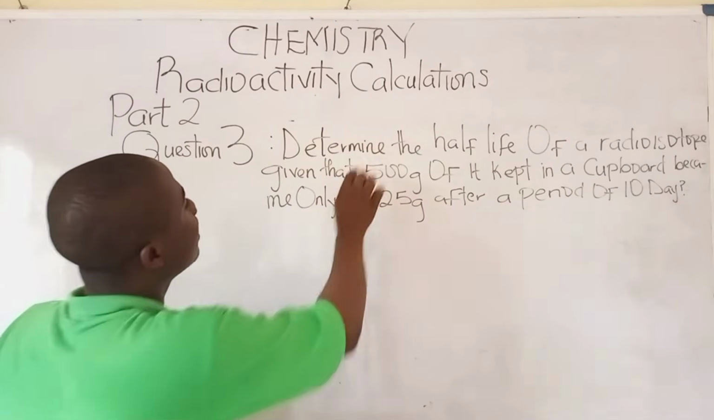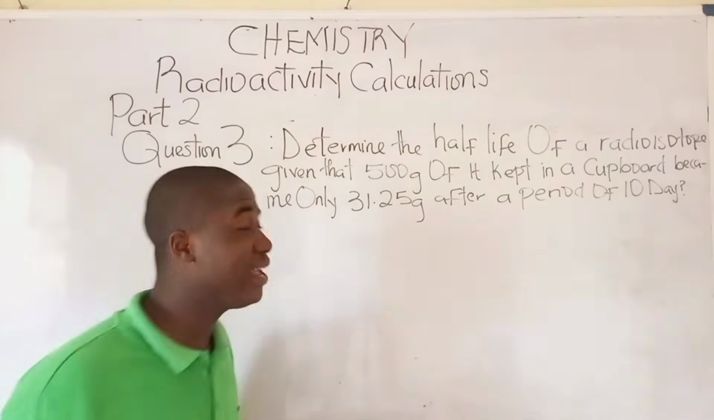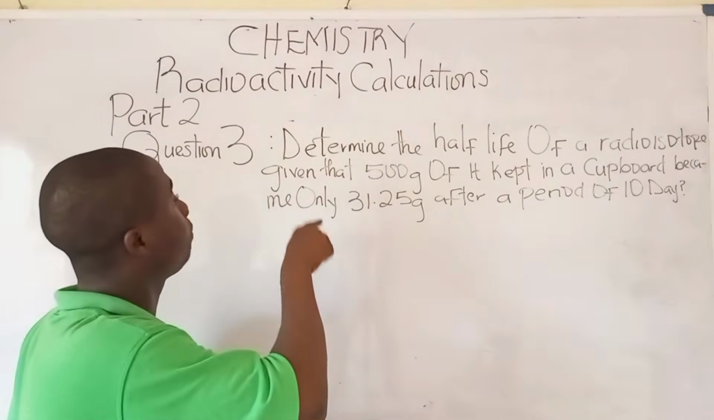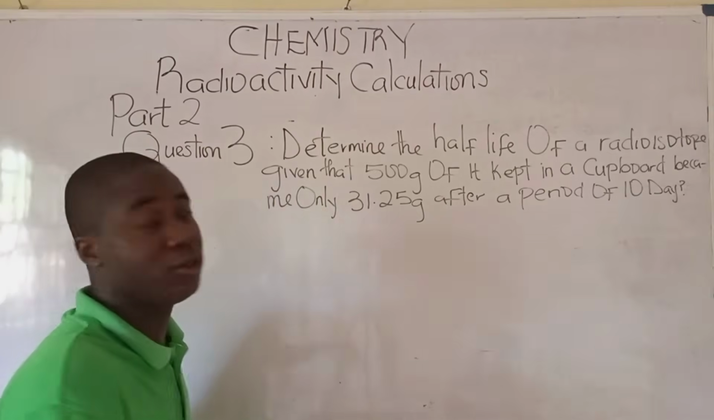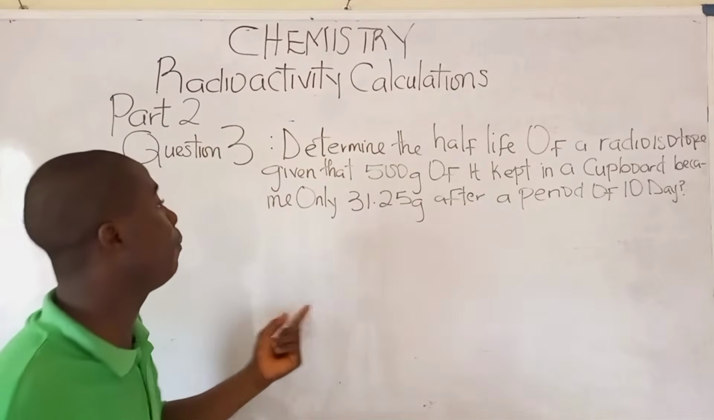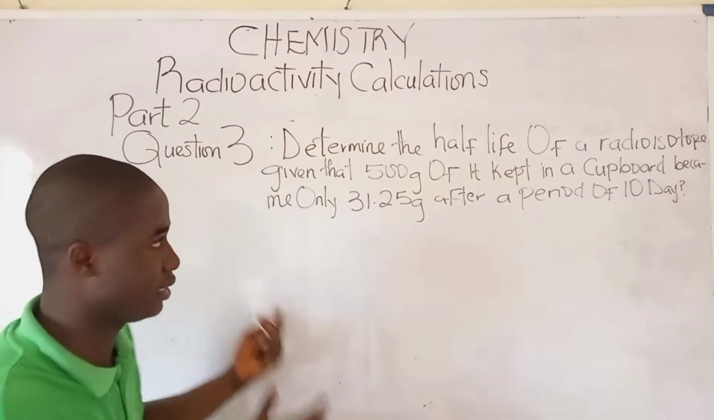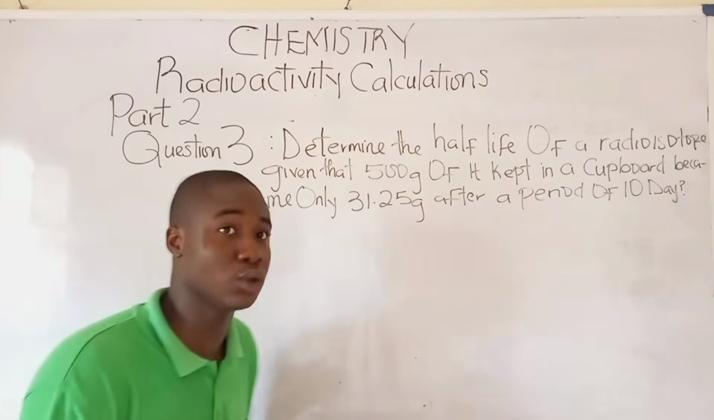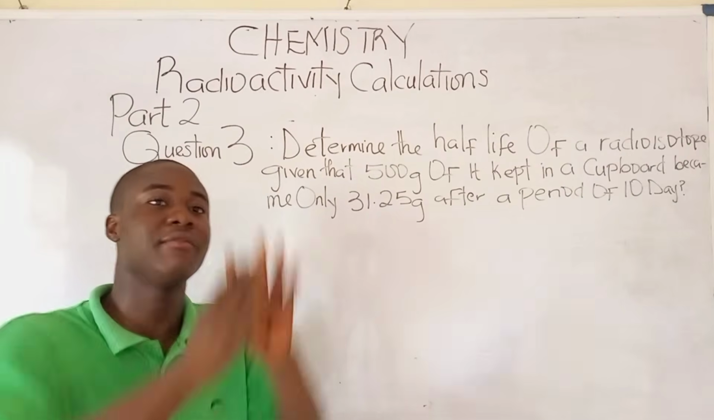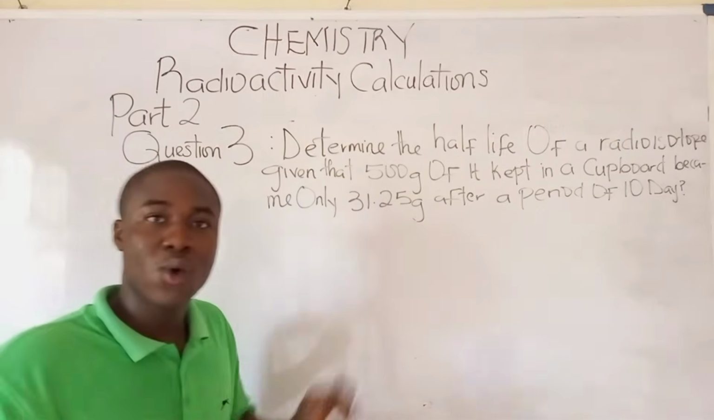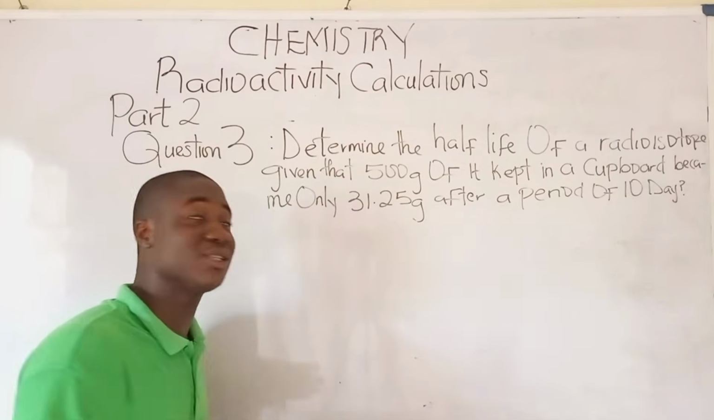The question says determine the half-life. So here you are to look for T half of a radioisotope, given that 500 grams of it kept in a cupboard became only 31.25 grams after a period of 10 days. So I believe you can solve this question. Just apply the formula I gave and you get the correct answer to this question. So I believe now you understand this concept better.